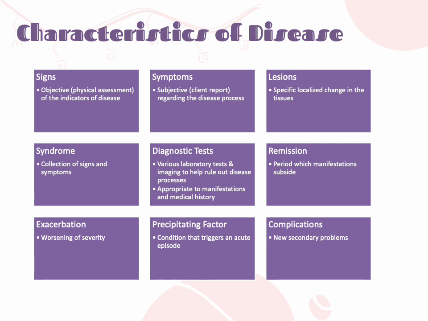When we talk about remissions versus exacerbations, remissions means that the manifestations have subsided. We don't have any issues with them at this point. Whereas with an exacerbation, those same manifestations are either present or worsening in their severity. When we talk about precipitating factors, these are conditions that trigger acute episodes. And then we have complications, which are new secondary problems that were not present at the initiation of this disease process.